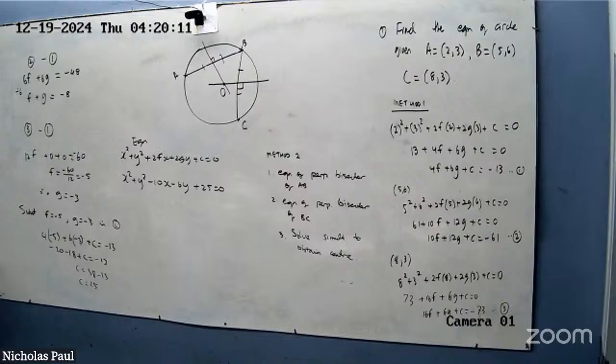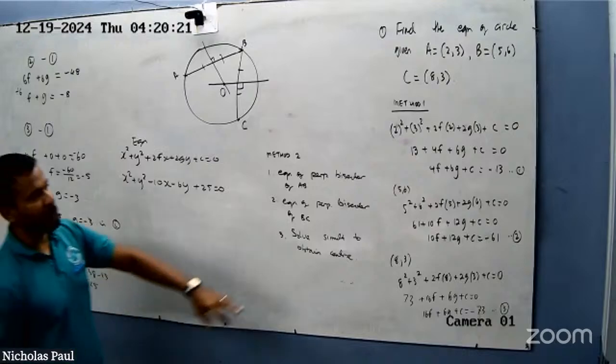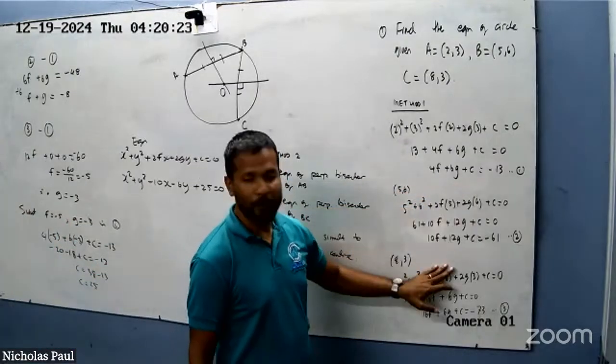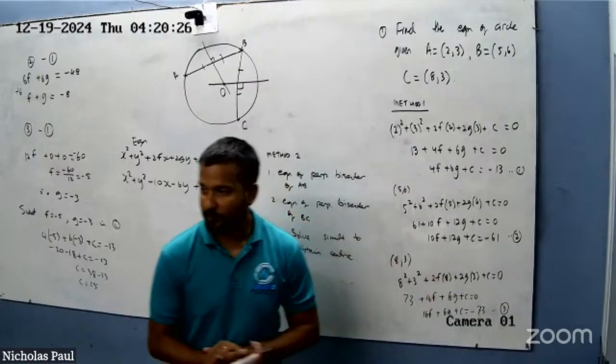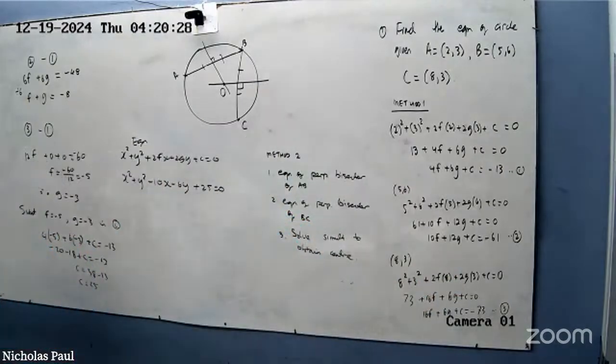I just tried to mix it up. The general thing to do is make c the subject in equation 1 and substitute. That's the general thing to do. I just chose this because these values are smaller, so I won't have too many negative signs. Oh yeah, do method 2.